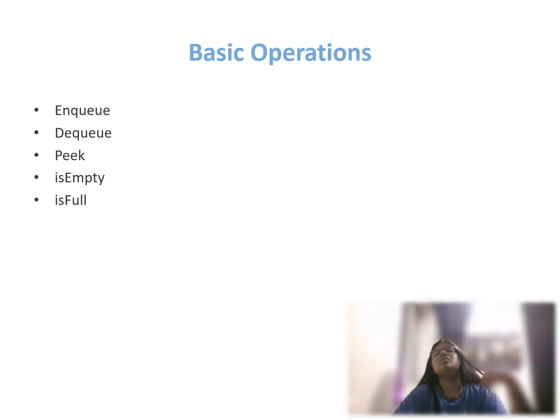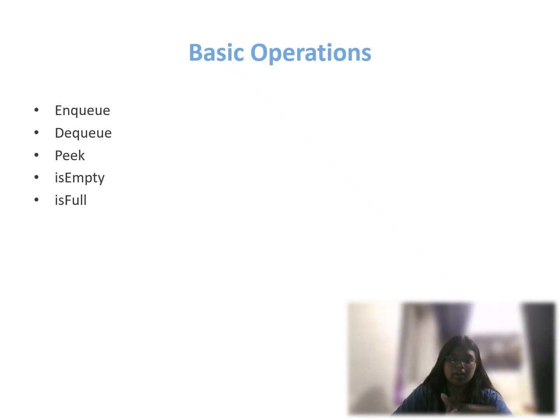Basic operations. So there are few basic operations in a queue. Enqueue is used to insert an element at the rear, and dequeue is used to remove an element from the front, and peek is used to view the front element without removing it. And we also have some functions like isEmpty and isFull to check the status of the queue.